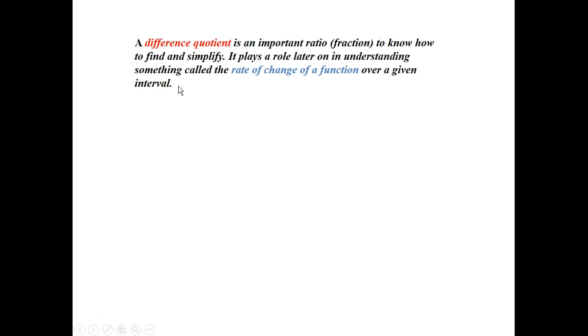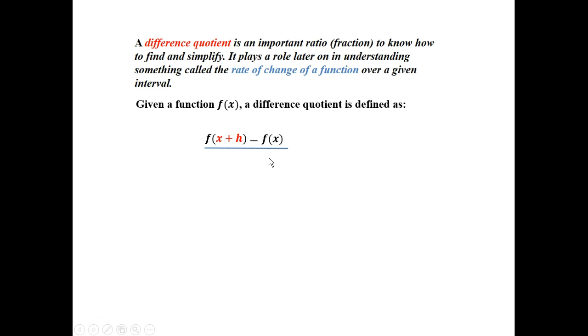We have two key words here. Difference, that means subtraction. Quotient means fraction. So the way we define this, if we're given a function, f of x, the difference quotient is defined as f of x plus h minus f of x over h. So here's your difference, that's your subtraction part. And since this whole expression is a ratio or a fraction, it's a quotient, that's division. That's where we get the expression difference quotient.